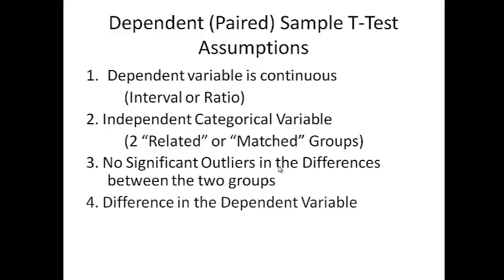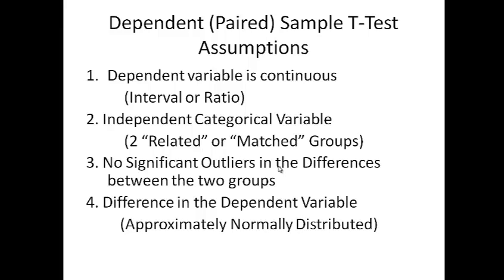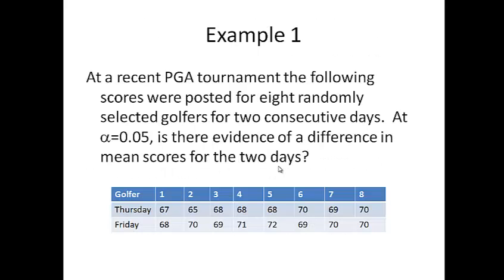And the fourth assumption is that the difference in the dependent variable is approximately normally distributed. Now, there's a number of ways we can go about showing that, but like I said, it's relatively robust to this violation. So even if the dependent variable is not normal, you should be okay. But I'm going to give you about 4 or 5 ways to look at number 4 when we get to it. But just to start off, I have an example for you.